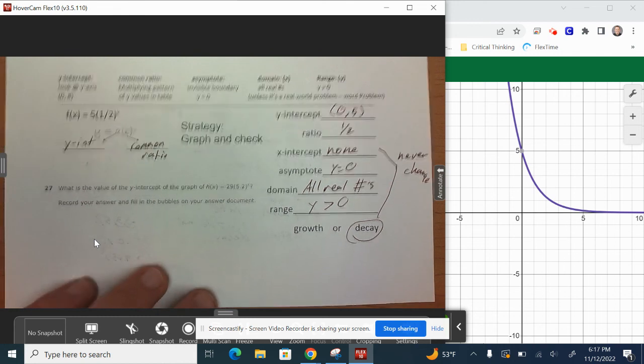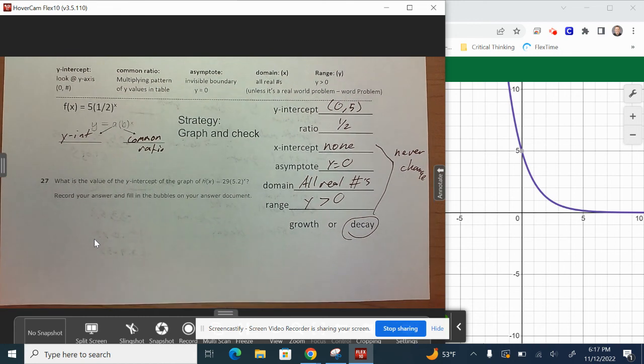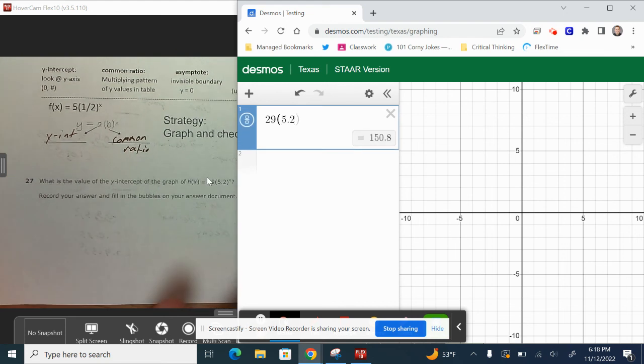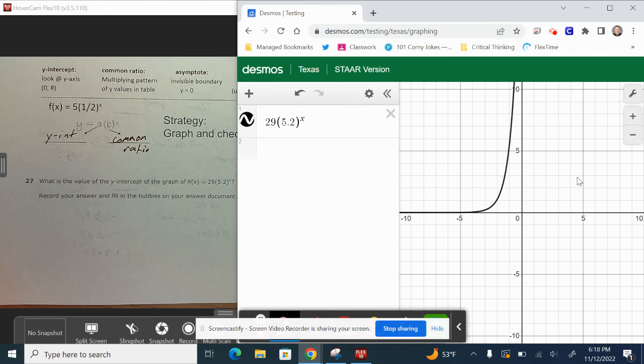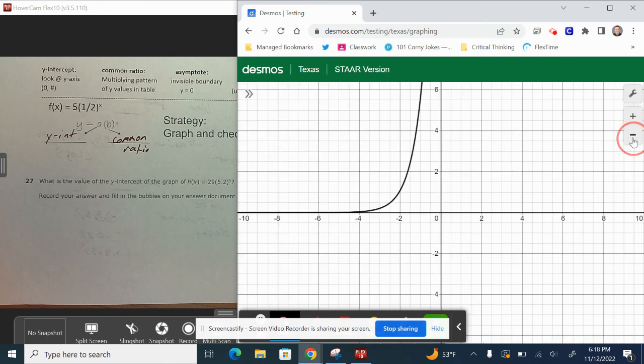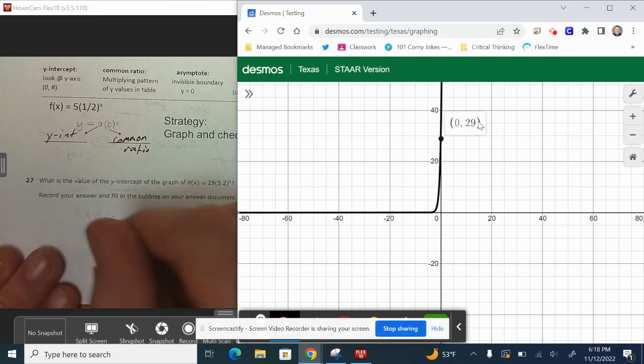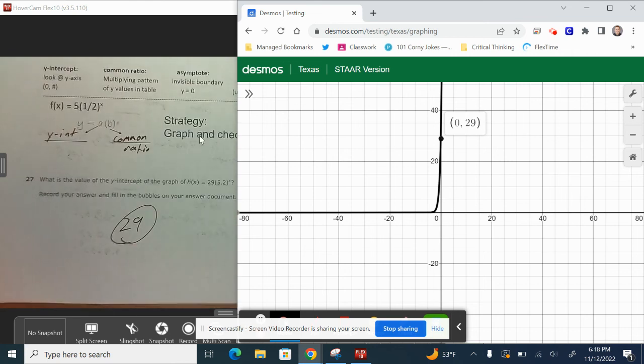All right, 27, this was a question on a test. What is the value of the y-intercept of the graph? h of x equals 29 times 5.2 raised to the power of x. This was the fill in the blank. Whenever they ask us what the y-intercept of a graph is, well, let's just graph it and look. 29, parentheses, 5.2, right? It's a little cut off. Close it. Raised to the power of x. Well, I can't see where we cross the y-axis yet. So I'm going to zoom out until we do. I can see it there. Boom. It's at 29. Done. That's it.